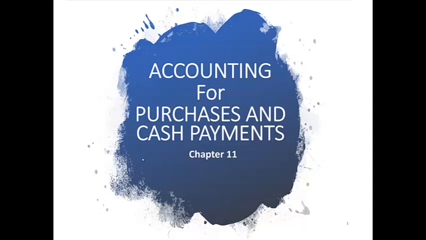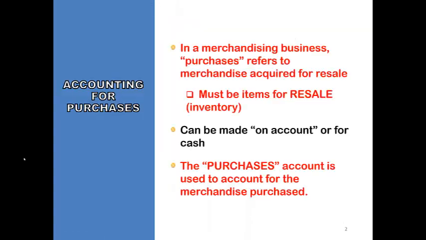If you recall in Chapter 10, we were accounting for the sales in a merchandising business. In this chapter, we're going to continue that study and look at how to account for merchandise purchases. Though we may say that our company purchased office supplies or purchased equipment or purchased furniture, in a merchandising business, purchases means inventory that we plan on reselling. When we purchase that inventory, we can purchase it on account or for cash.